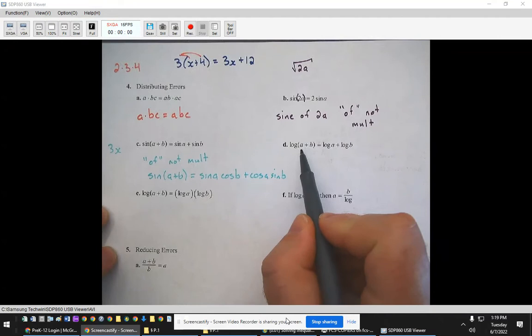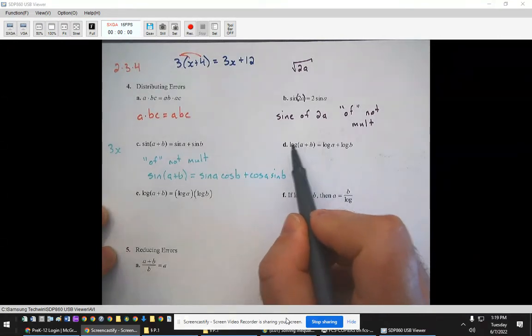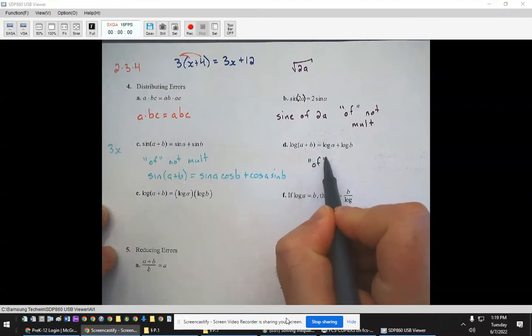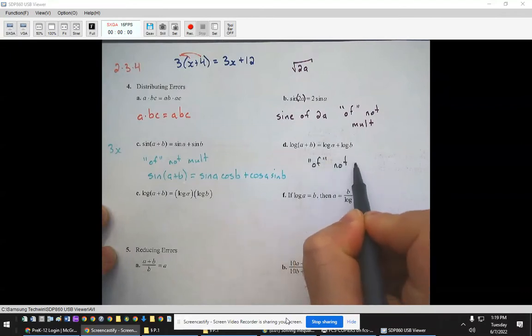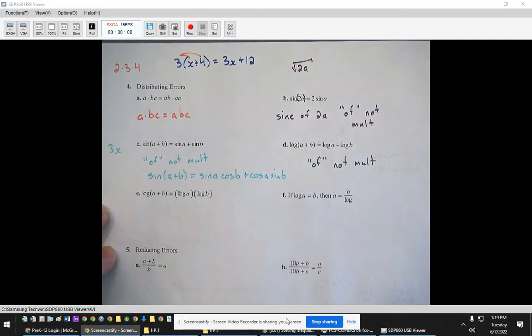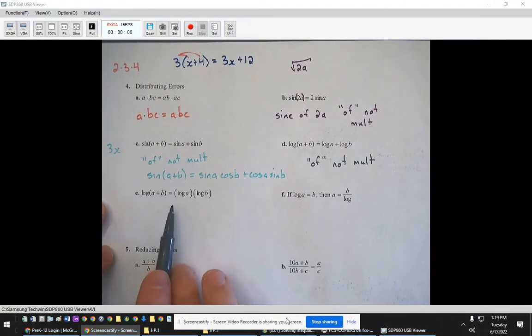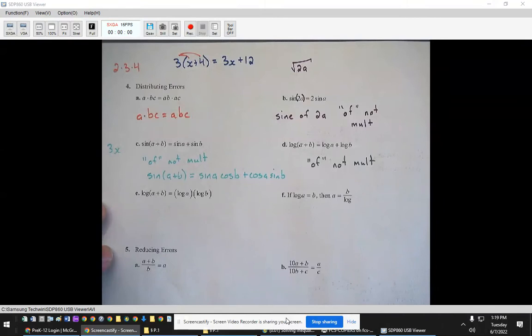Same argument here. This is not distributed. It's not log times this group. It's log of. So this is of, not mult. You actually can't clean this up. There is no way to simplify that. Same argument here. This is log of, and so you can't distribute the log to both pieces.